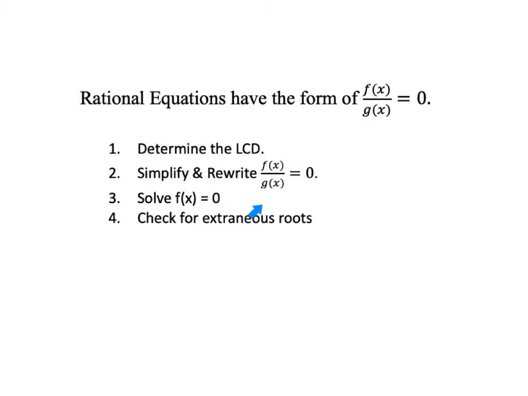And then you get to totally ignore the denominator because your x-intercepts, which is what you're really finding here, are going to come from setting f of x equal to 0. You could even think of that as, to get g of x out of the denominator, if you multiply both sides by it, you're really just left with the numerator. So in essence, you get to ignore the denominator. So you'll solve f of x equal to 0 using whatever method you need to, and then finally you're going to check for extraneous roots. Let's illustrate that with an example.